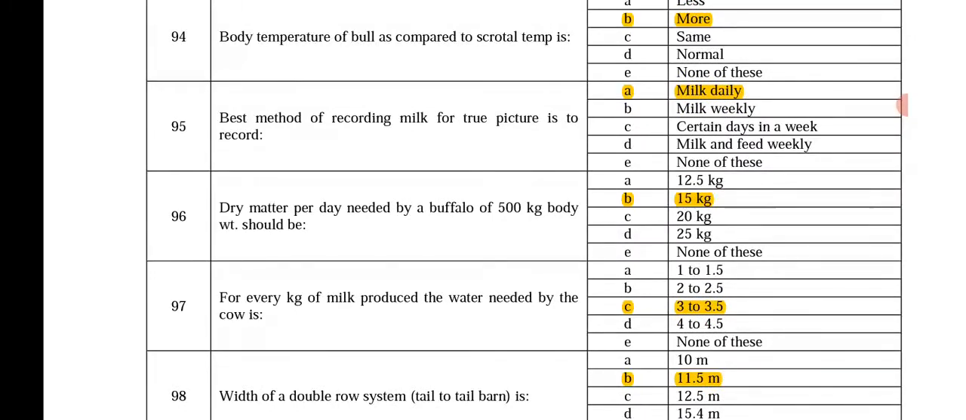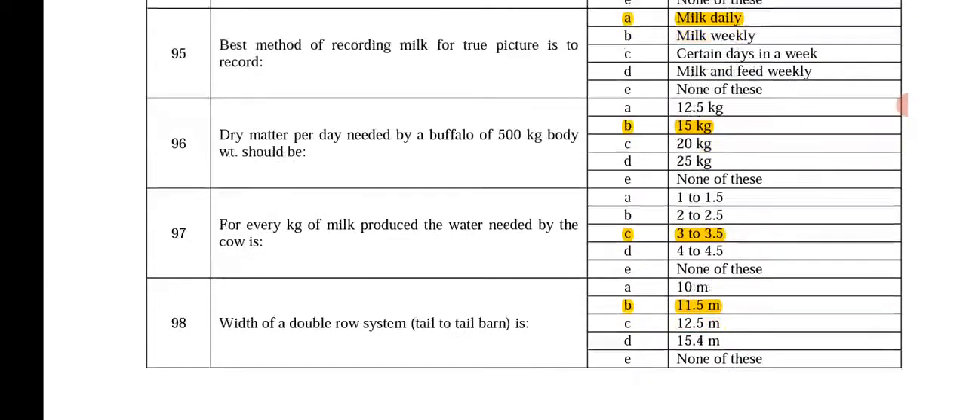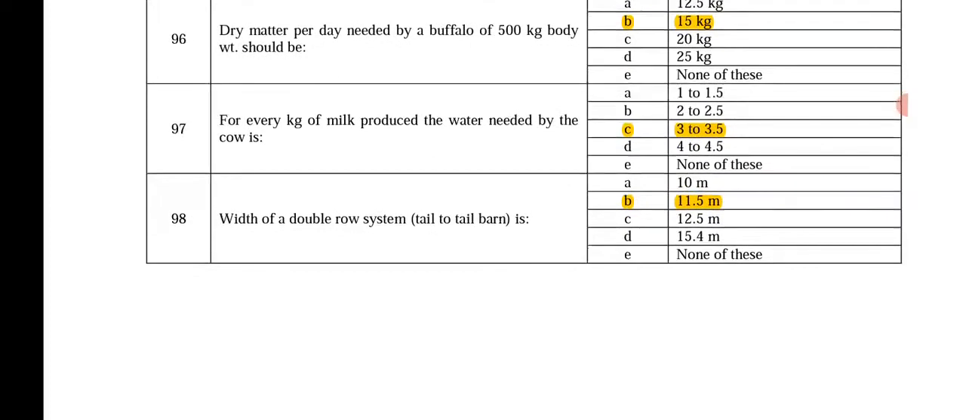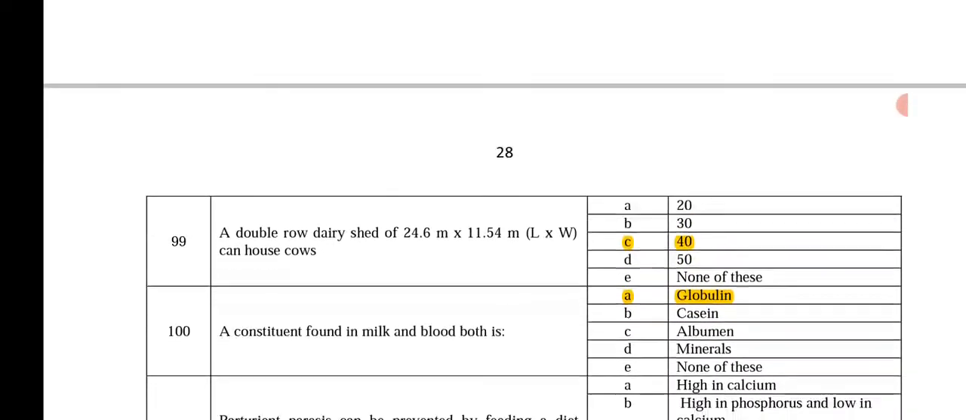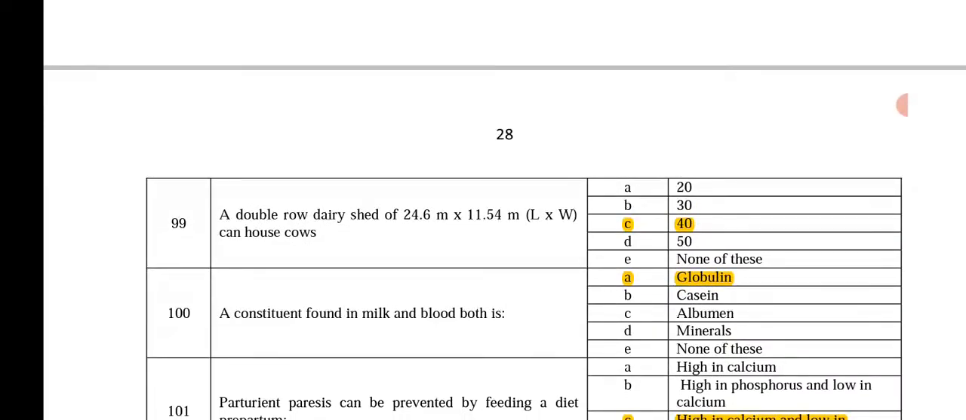For every kilogram of milk produced, the water needed by the cow is 3 to 5 kilogram. For every kilogram of milk produced, the water needed by the cow is 3 to 3.5. Width of double row system tail to tail barn is 11.5 meter. A double row dairy shed of 24.6 meter into 11.54 meter length cross width can house 40 cows.